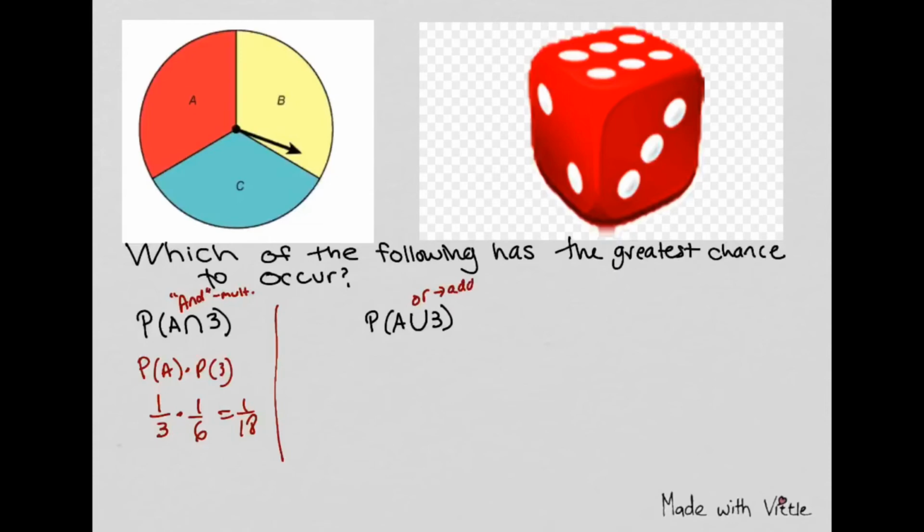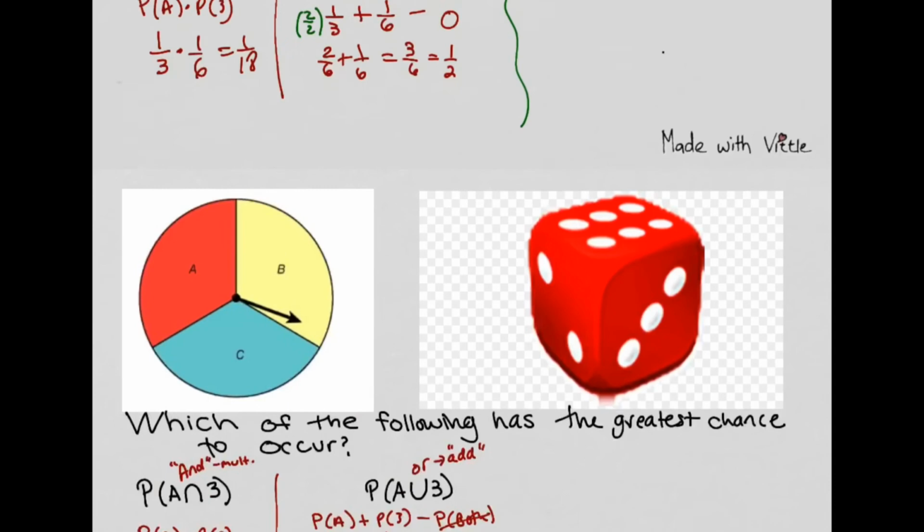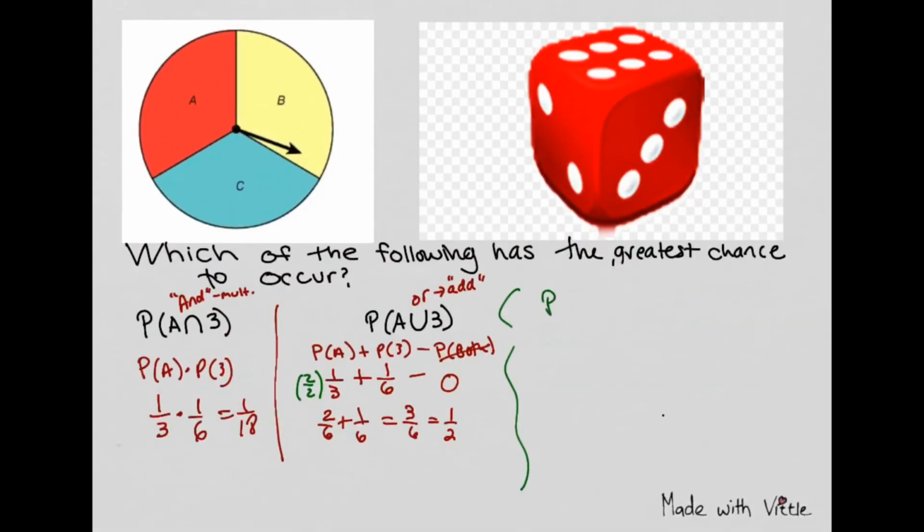But this one with OR is an addition going on. So that's the probability of A plus the probability of 3 minus the probability of both, which is not possible. So that's probability of A is 1/3, 1/6, minus both is not possible, so I got a common denominator. I know you guys can just put this in your calculator, and you end up with 1/2, because 3/6 is 1/2.